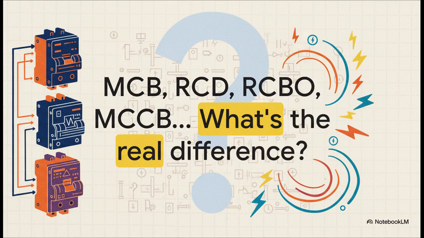You've seen them all, lined up in switchboards, sitting on schematics: MCB, RCD, RCBO, MCCB. They look pretty similar. They all seem to trip, but here's the thing. They are absolutely not interchangeable. Answering this question, what's the real difference and which one do you use where? That's exactly what this is all about. We're going to move from just knowing the names to really, truly understanding the job they do.